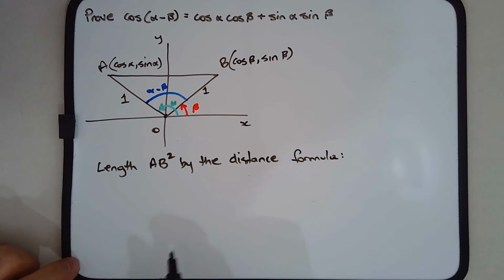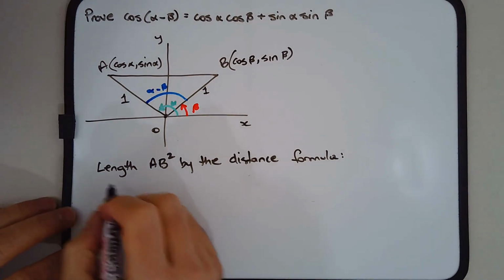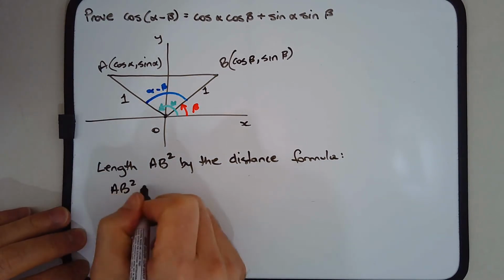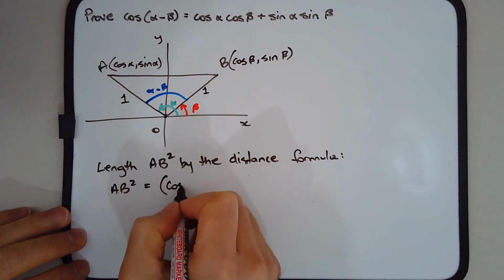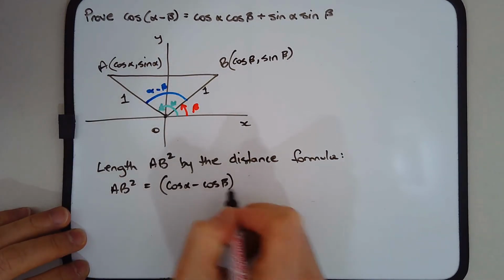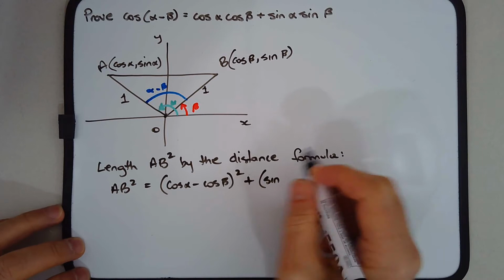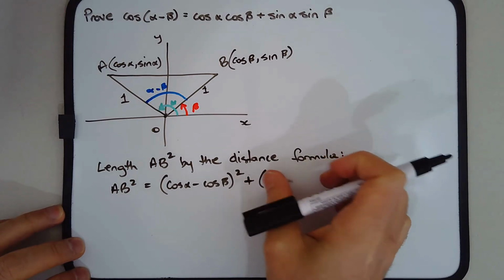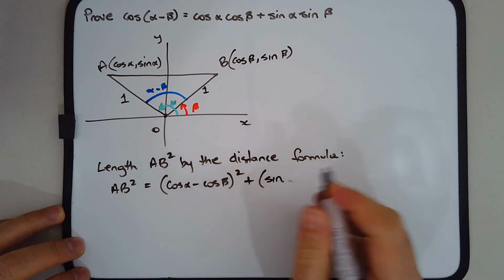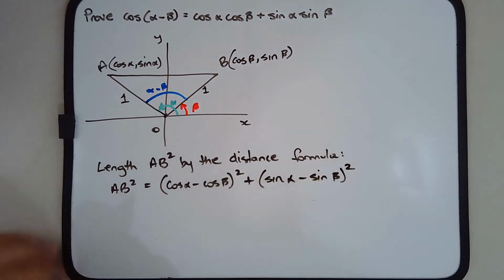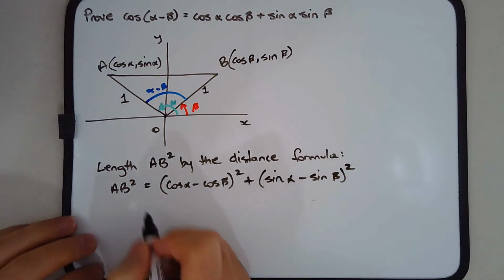Okay, so by the distance formula, recall the distance formula: x1 minus x2 all squared plus y1 minus y2 all squared is equal to the square of the distance. So AB squared is equal to cos of alpha minus cos of beta all squared plus sine of alpha minus sine of beta all squared. Let's expand that and see what happens.